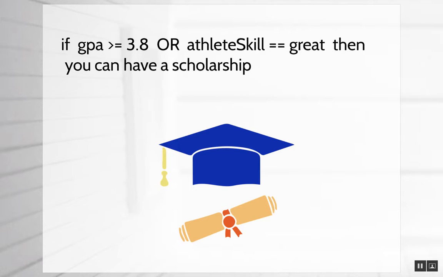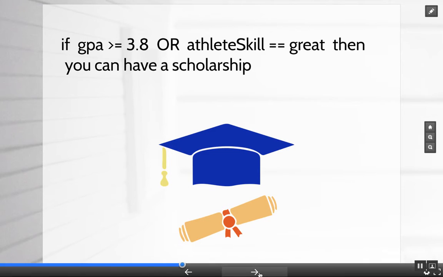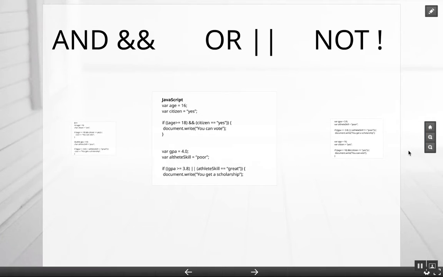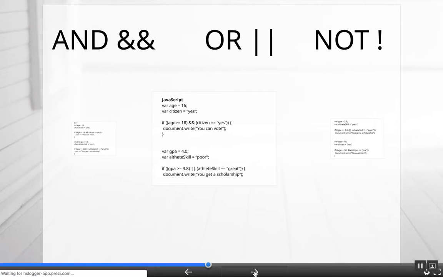Let's look at some examples in code. In some languages, the AND is represented by a double ampersand, and the OR is represented by a double bar. So there we go, a double ampersand, a double bar, and NOT represented by an exclamation. Those are just three things you will need to recognize there.